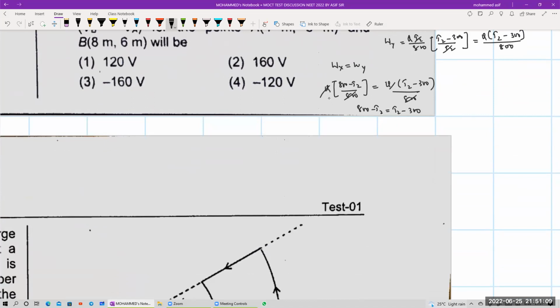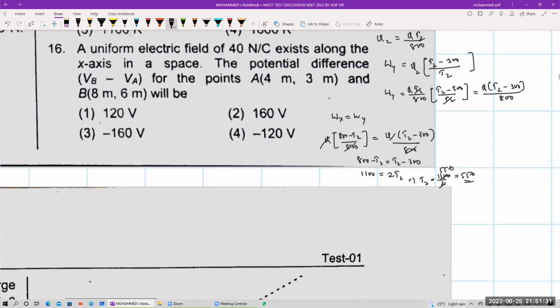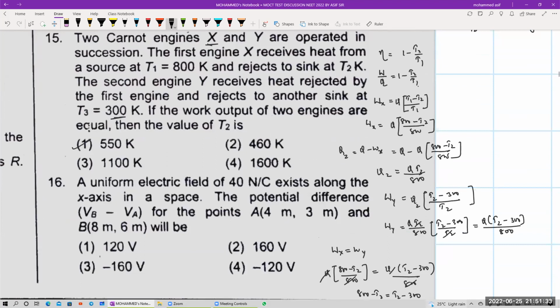The minus 300 comes to this side, so 800 plus 300 will be equal to how much, beta? 1100. The minus T2 goes to the other side, so that will be equal to 2 T2, that is, T2 will be equal to 1100 divided by 2. 2 fives are 10, and this value will become 0, so it becomes 550 Kelvin. So you should be getting the answer for this one as 550, first option.